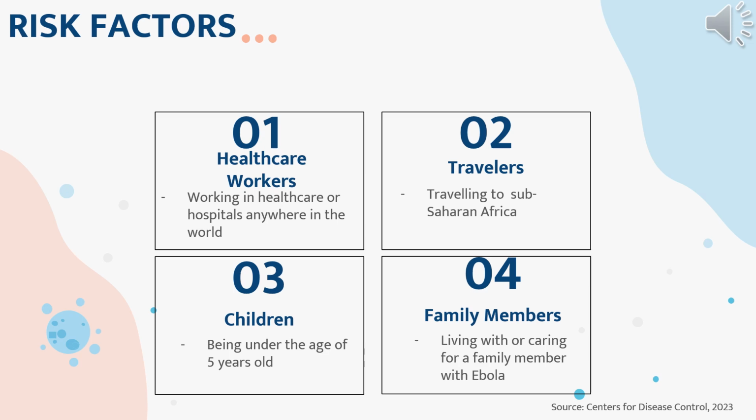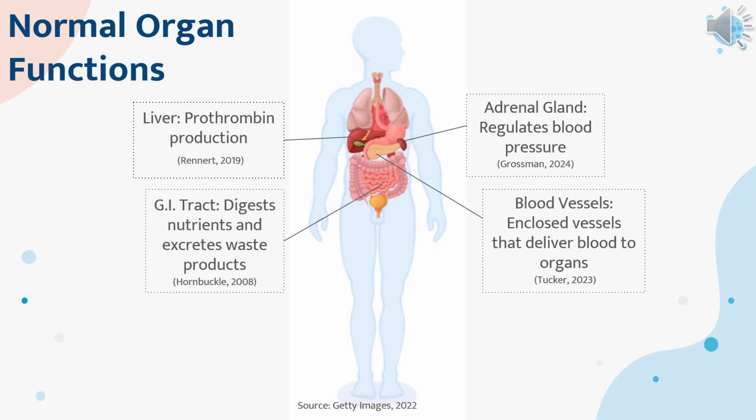Furthermore, since Ebola originated in Africa and is much more prominent in the sub-Saharan region, anybody who travels to the sub-Saharan region may be at a higher risk for contracting the Ebola virus. Since their immune systems are not fully developed, children under the age of 5 years old can contract this virus and will begin to decompensate quite quickly. Furthermore, taking care of or living with a family member who has the Ebola virus increases the risk of contracting it. Since Ebola is spread through the bodily fluids, it is highly likely that throughout caring for the family member, somebody may contaminate themselves.